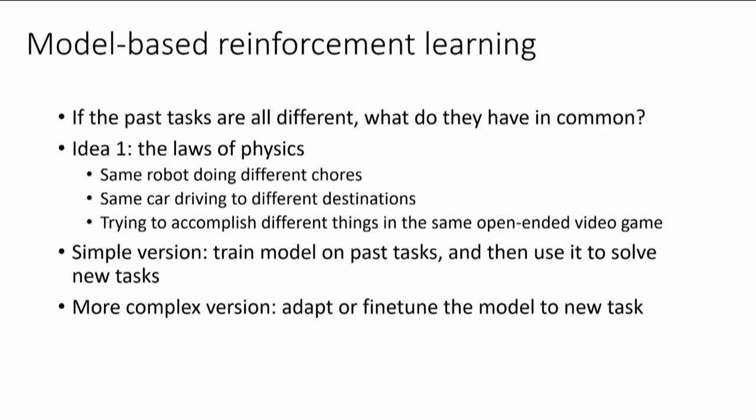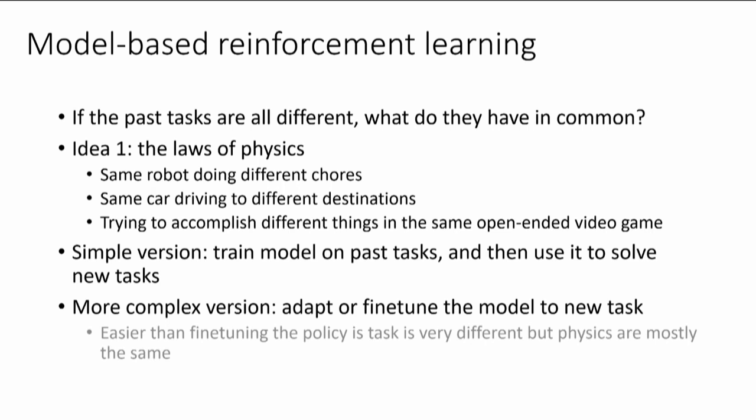But a more complex version would be to train your model on many source tasks and then actually adapt or fine-tune that model to new tasks. And this can work even better, because now if your target domain is in some systematic way a little bit different, then that additional adaptation or fine-tuning will fix up your model. And if it's similar, then your model might work right out of the box. So it's potentially easier than fine-tuning the policy, because if the task is very different, but the physics are mostly the same, the policy might not transfer. Like if the reward function changed, but the dynamics stayed the same, the policy would be really confused, but the model would be just fine.